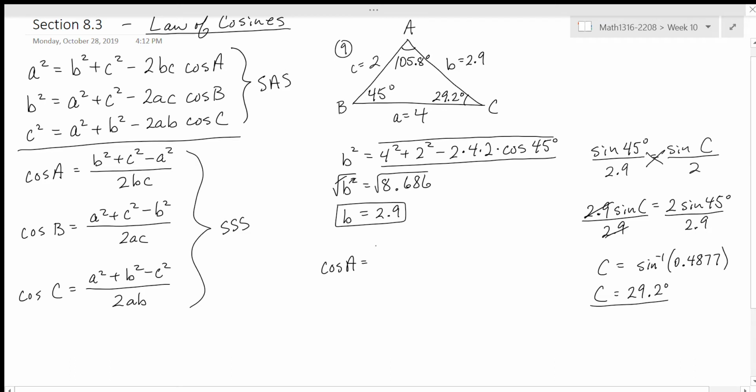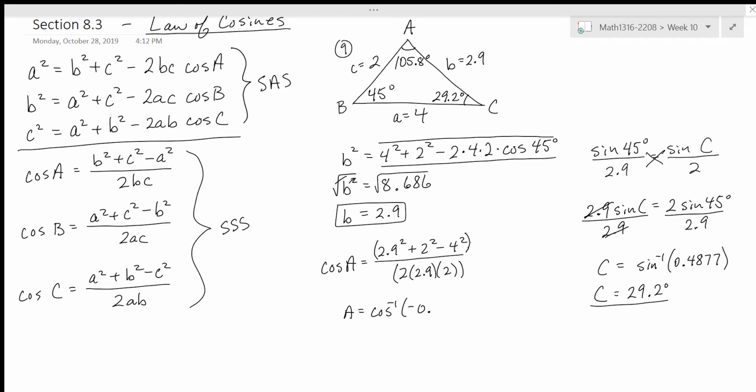All right, so what is B? 2.9 squared plus 2 squared minus 4 squared all over 2 times 2.9 times 2. And I really would appreciate it if somebody would work that out as a decimal. And remember, if you're doing that all at one time, you may need to use parentheses around the top and the bottom, especially if you're using a graphing calculator. And I bet $1 to a donut that it's negative point something.